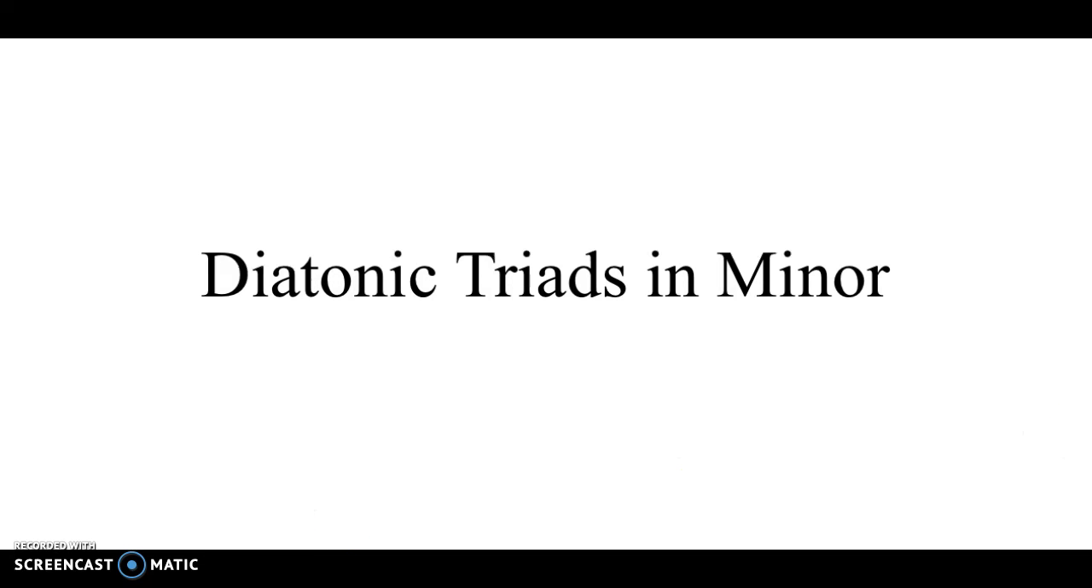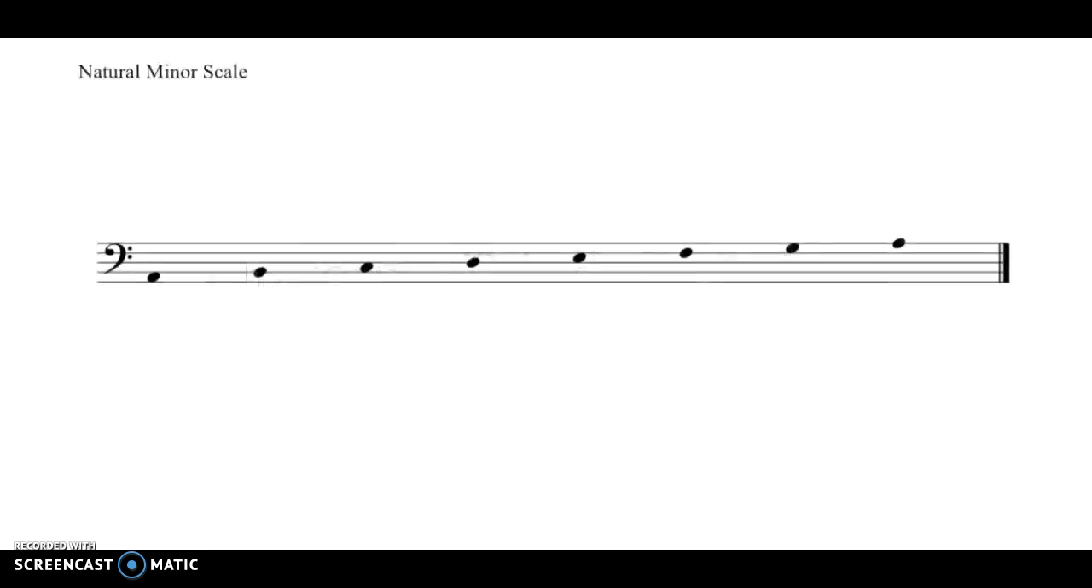Diatonic triads in minor. For diatonic triads in minor, we only use the notes from the corresponding scale. Minor has two inflected forms, harmonic and melodic minor. Today we will begin with triads in natural minor. We must build a triad on each scale degree, only using notes from the natural minor scale. The following chords result.